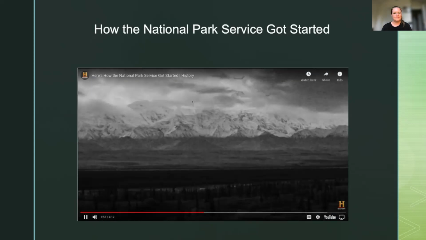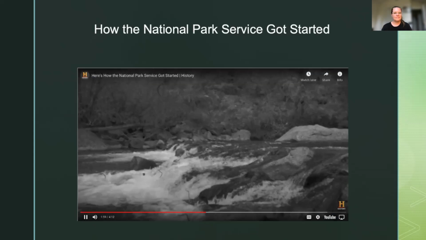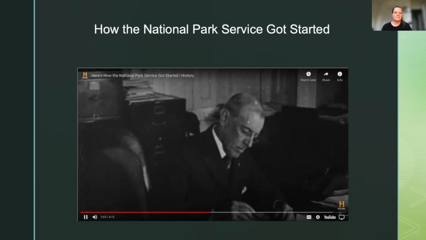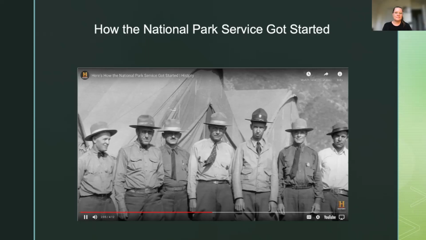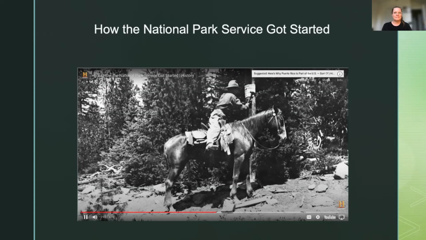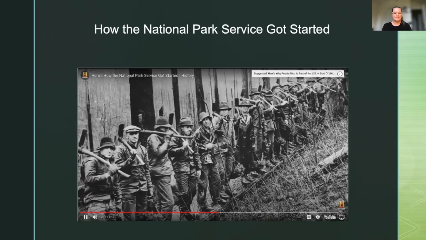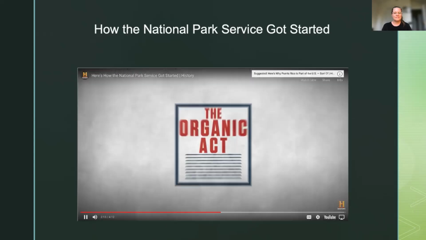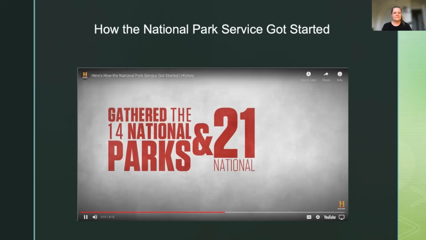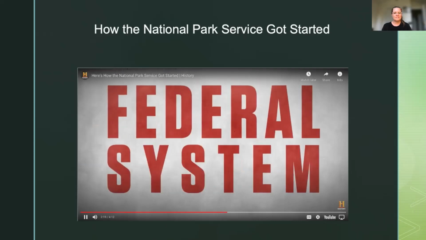National parks were springing up all over the country. But it wasn't until 1916 that President Woodrow Wilson signed an act to establish a National Park Service run by the federal government. The Organic Act gathered the 14 national parks and 21 national monuments into a federal system.